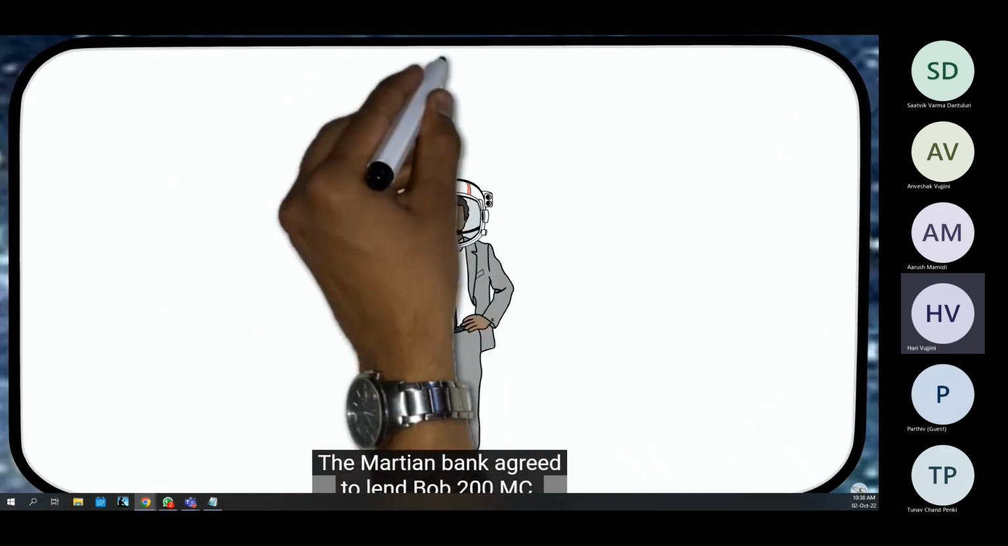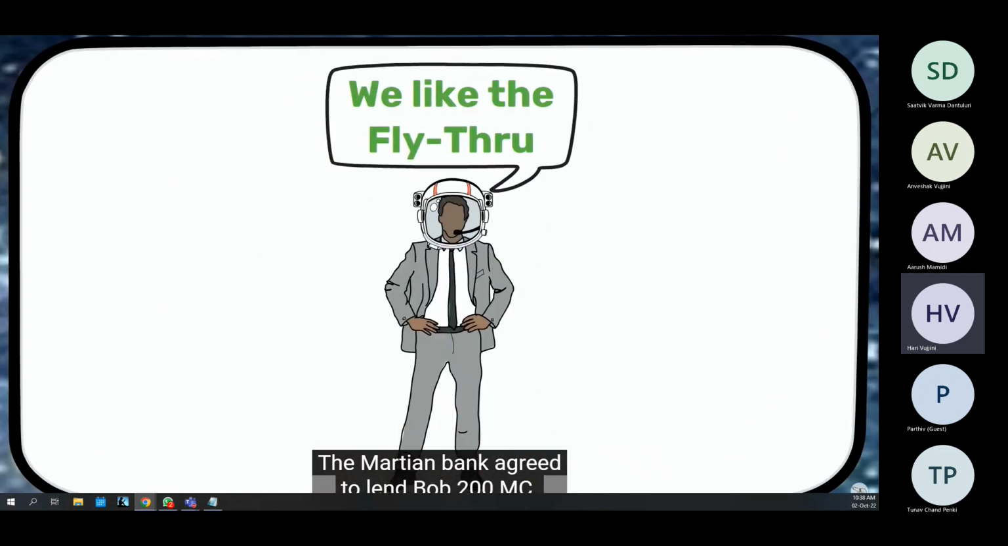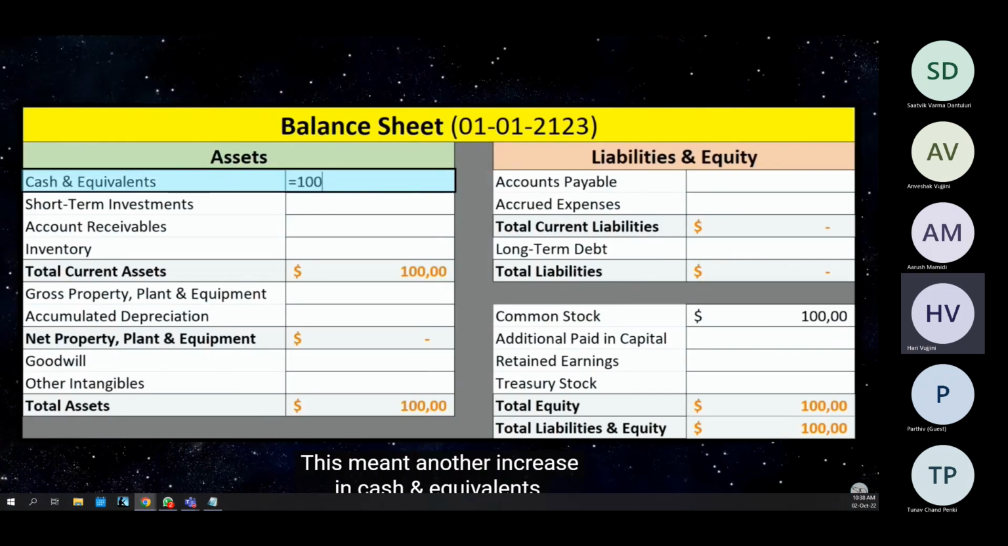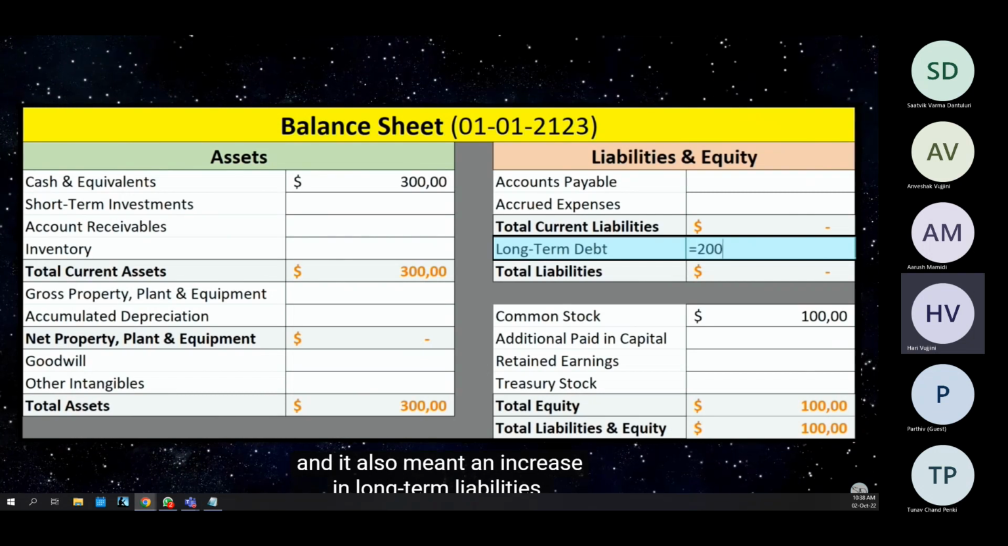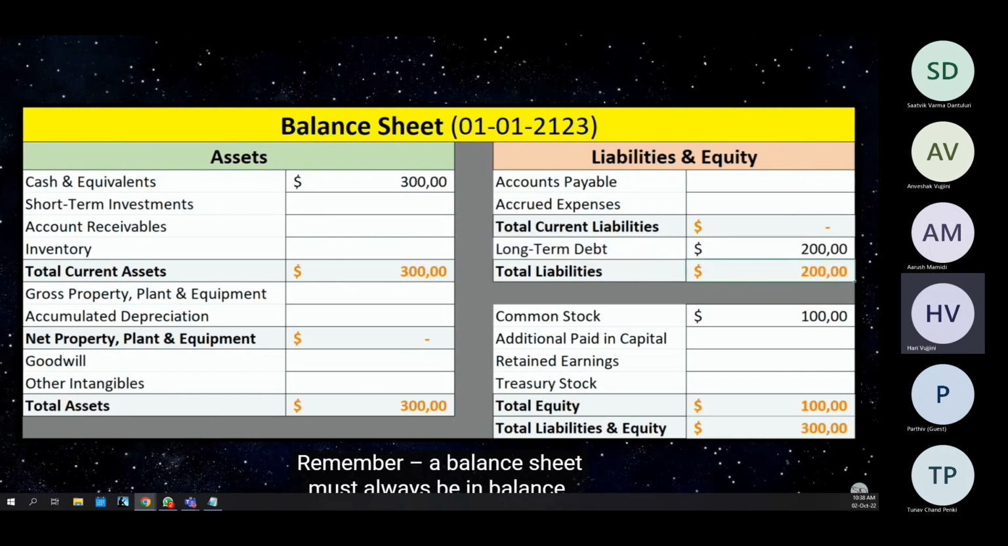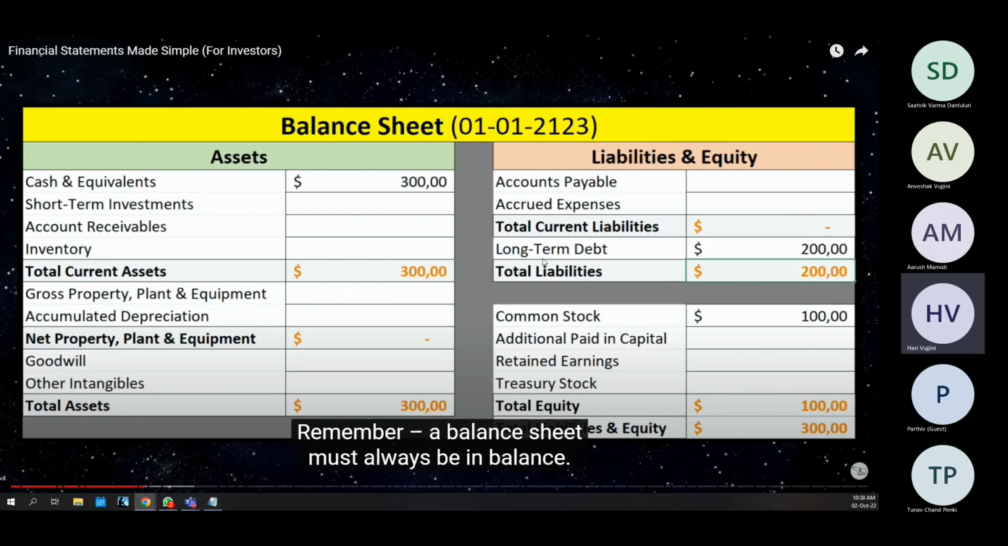The Martian Bank agreed to lend Bob 200 MC. This meant another increase in cash and equivalents, and it also meant an increase in long-term liabilities. Remember, a balance sheet must always be in balance.